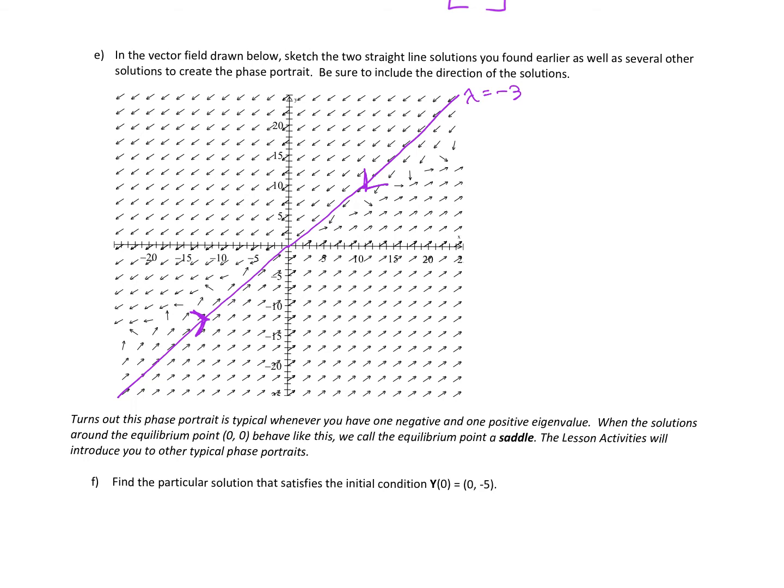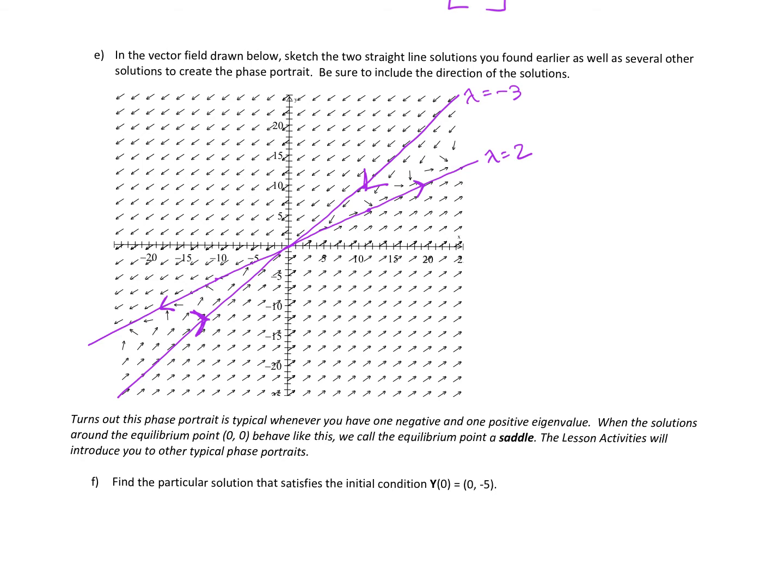My other eigenvector was 11, 6. So I'm going to plot that point. 11, 6 is like right here. It's a little too high. Okay, then I'm going to connect that to the origin best I can. Okay, I've gotten that one drawn in, and that was associated with lambda equals 2, which is positive, which means the arrows are supposed to point away from the origin, which is confirmed by my vector field.